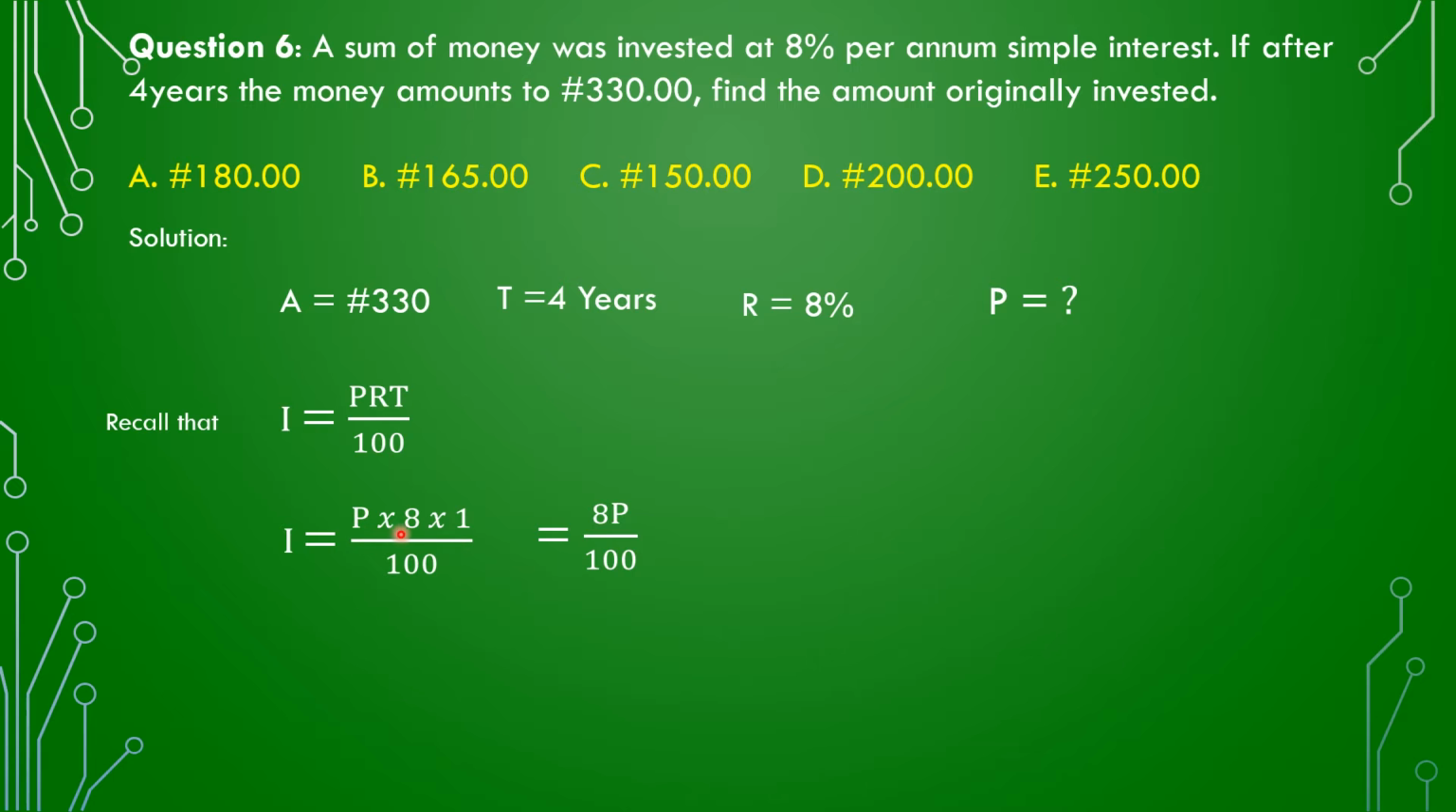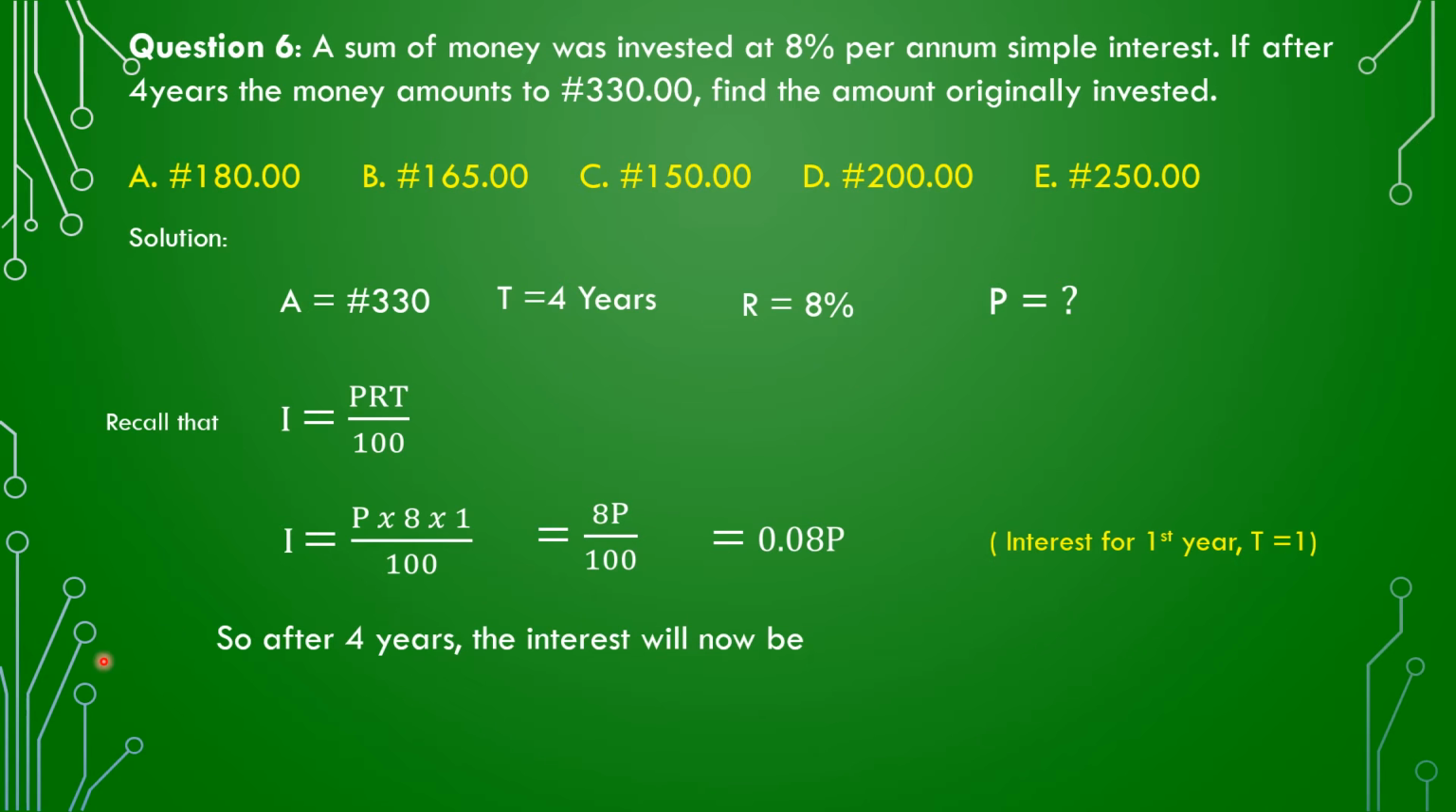So going further, P times 8 times 1 is equal to 8P, and then we have our 100 here, which gives us 8P divided by 100 gives us 0.08P. Remember, this is our interest for the first year, so T is equal to 1. So after 4 years, the interest will now be what? It will be the interest for the first year multiplied by 4, which is I equal to 0.08P, multiplied by 4 after 4 years, which gives us 0.32P.